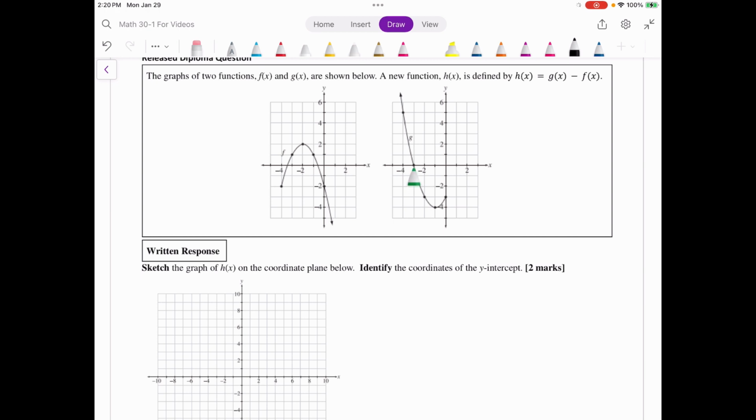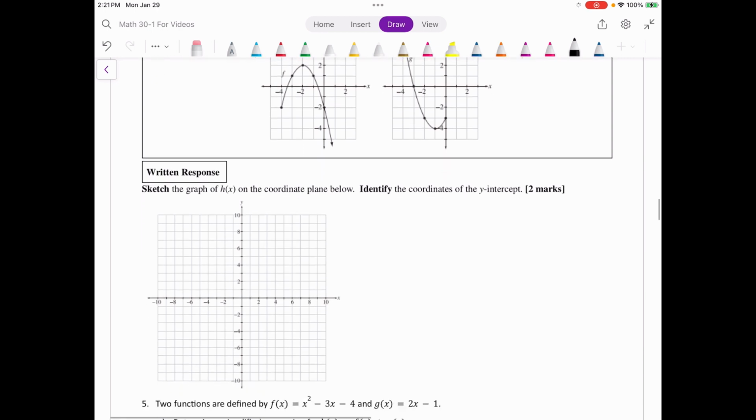Not to get too far ahead of myself, but I can already see that to do g of x minus f of x, when x is negative 3, I'm going to do 0, because that's g's value. g of negative 3 is 0. Subtract positive 1, because that's f of negative 3, right? So h of negative 3 will just be g of negative 3 minus f of negative 3. It'll be 0 minus 1, right? So that's our plan here. We've got all the outputs. We've just got to subtract them in order to sketch the graph of h of x on the coordinate plane below. Okay, probably a good strategy here would be to just make a little table of values.